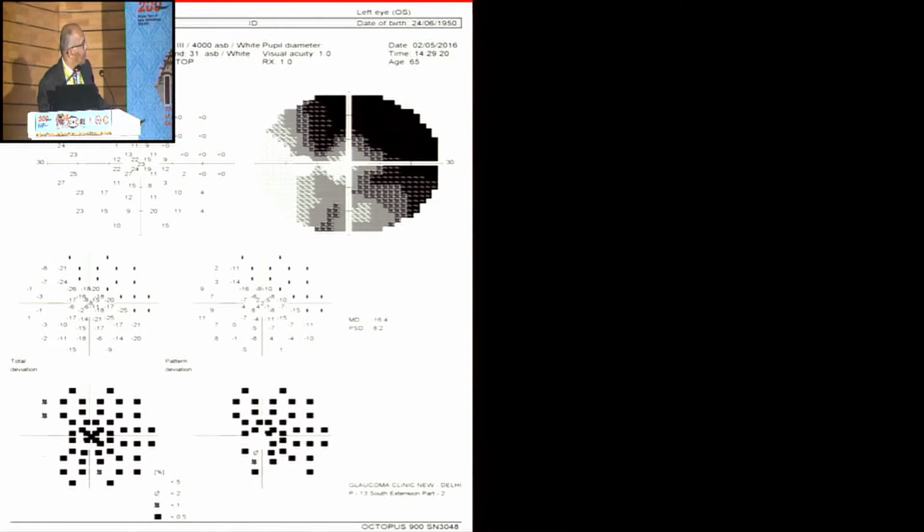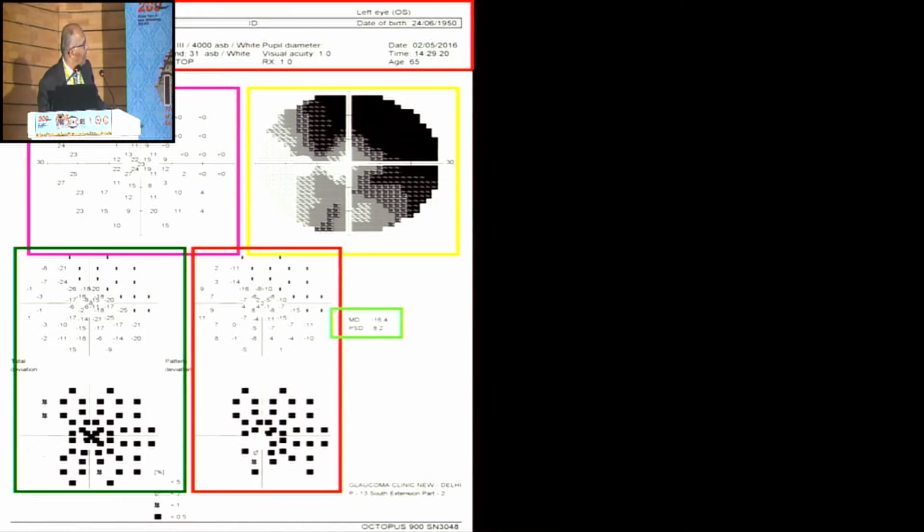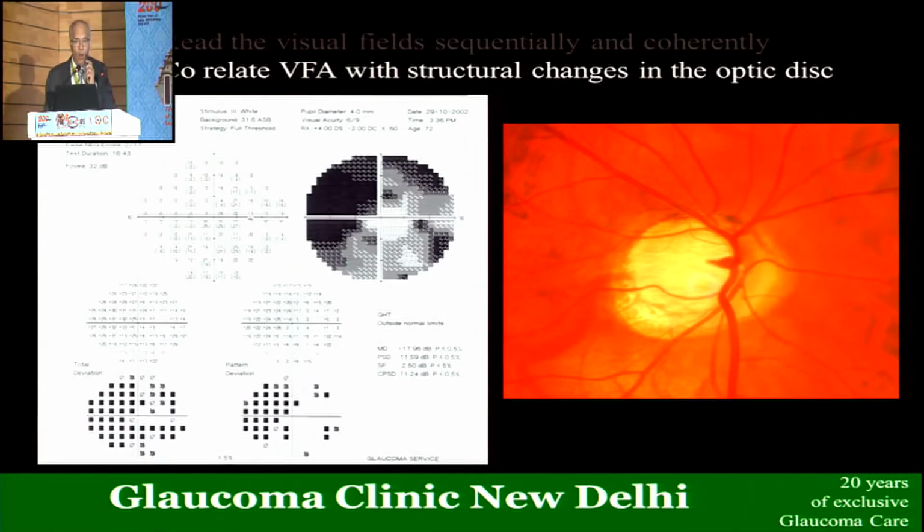There are parts: look at the reproducibility, the reliability, the grayscale, the total deviation, pattern deviation, raw data, and the global indices. So look at all parts of the field before you draw an inference. We never diagnose glaucoma from the fields. When you have seen all parts of the field and you have a working diagnosis, come back and correlate the visual field change with the expected change you would expect on the optic disc. So the visual fields need to be correlated with the optic disc.